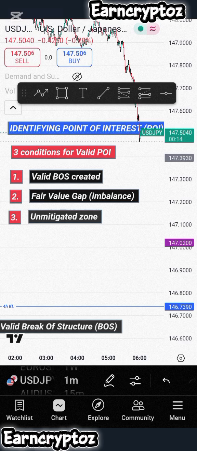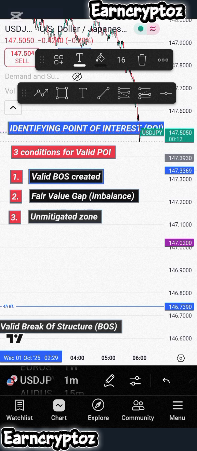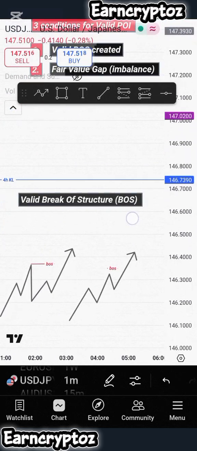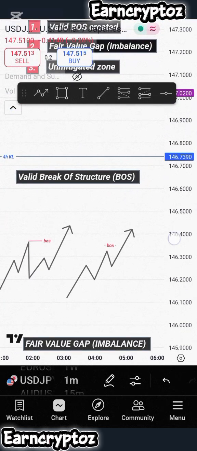The first one is there has to be a valid break of structure created. Also, we have to see a fair value gap or imbalance created in the zone. Then the zone must be unmitigated. So we're going to look at each one of these. The first one is valid break of structure, or BOS.